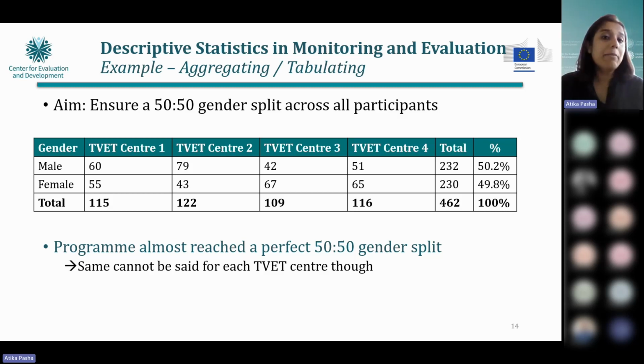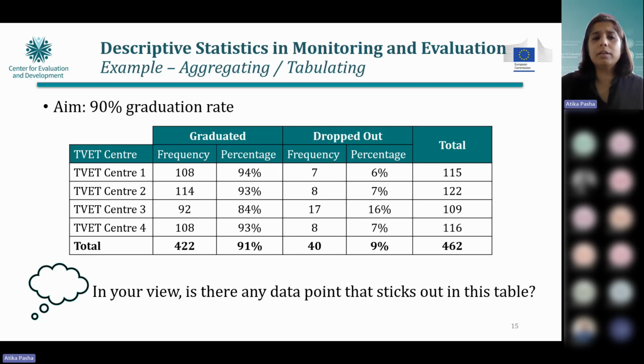So again, this is where we first tabulate in general, and then if we cross-tabulate across TVET centers, we get additional information. So this is now already the bivariate analysis that we are talking about, where we take gender on one aspect and divide that by TVET centers. So again, this is very simple bivariate analysis.